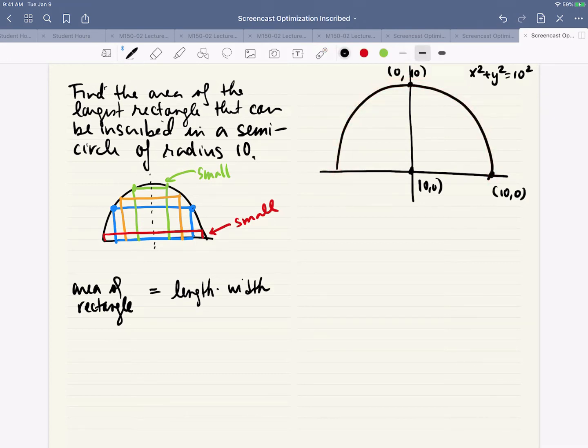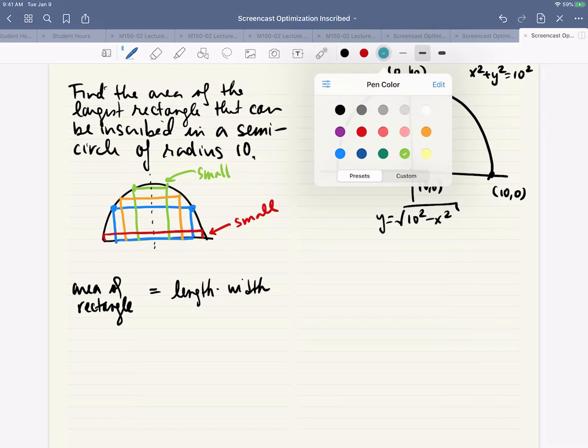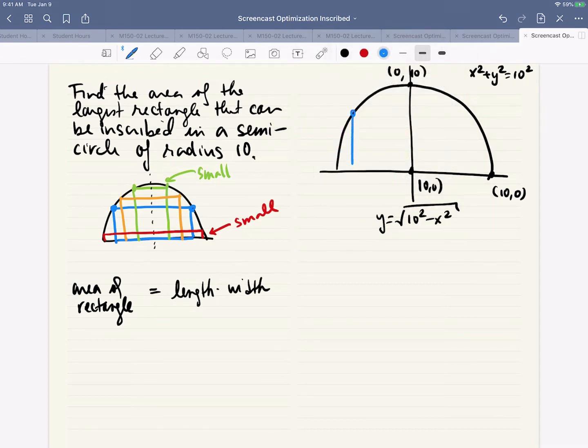And the semicircle itself, this arc, is going to be described by the function y equals the square root of 10 squared minus x squared. You just take this equation and solve it for y. So this is the graph of my semicircle. And when I inscribe a rectangle on the semicircle, it looks like this. Let's use this fact to figure out how length and width are related to one another.